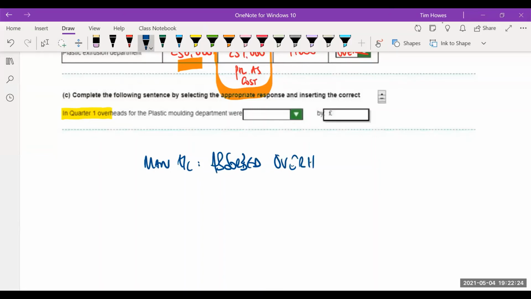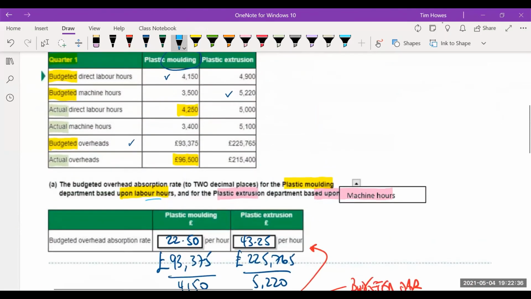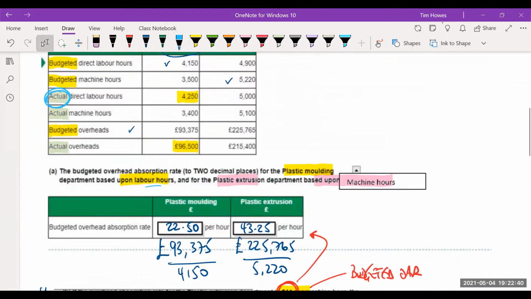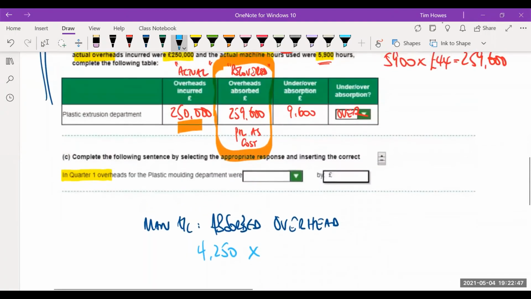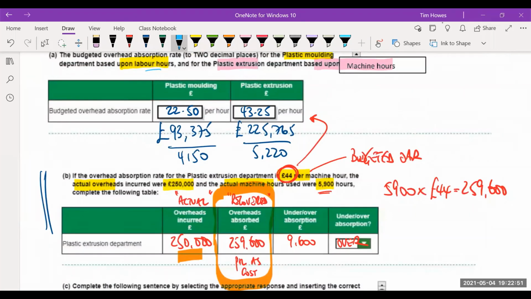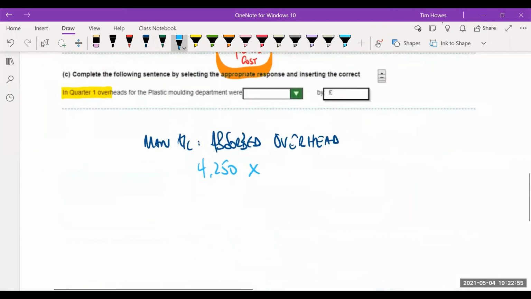So overhead actually absorbed. For every labor hour, the actual labor hours in the table for molding are 4,250. Let me just slide back to confirm. 4,250. Boom. And using the rate we computed before, the budgeted overhead absorption rate for the molding department was £22.50. So our management accountant has effectively recorded a cost in the management accounts of 4,250 times 22.50, which is 95,625 quid. Correct.